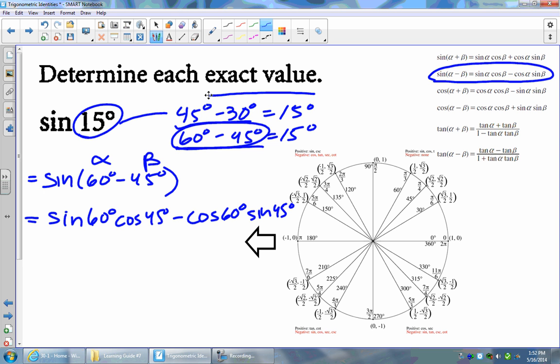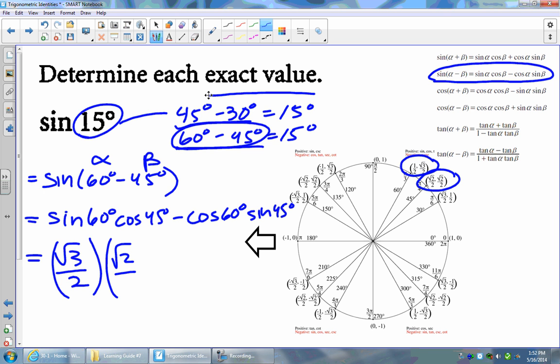And you just go ahead and use your unit circle to evaluate each one. So the sine of 60 degrees, if I find 60, it's right there. We're looking at the y-coordinates. We have root 3 over 2 times the cosine of 45, which is, we're looking at this coordinate right here, which is just root 2 over 2. Okay, then we're going to go ahead and subtract cos of 60, which is the x-coordinate of 60 degrees, which is 1/2. And then the sine of 45 degrees, which is the same thing as the cos, we get root 2 over 2.